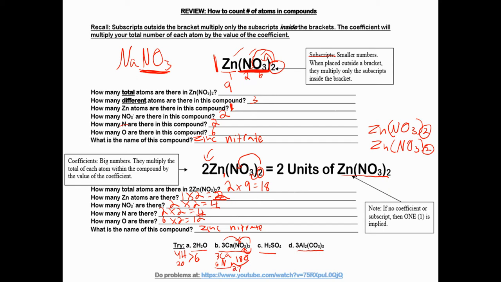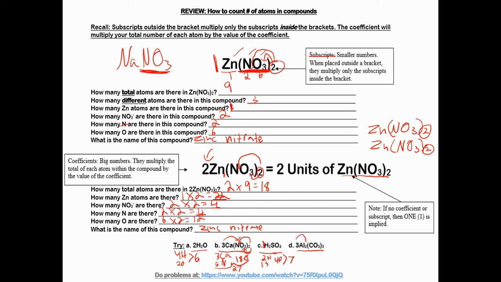27 total. So 3 calciums, 6 nitrogens, and 18 oxygens. Here we have a coefficient of 1, so we don't have to multiply there. We have 2 hydrogens, we have 1 sulfur, we have 4 oxygens for a total of 7 atoms. And lastly, aluminum carbonate.